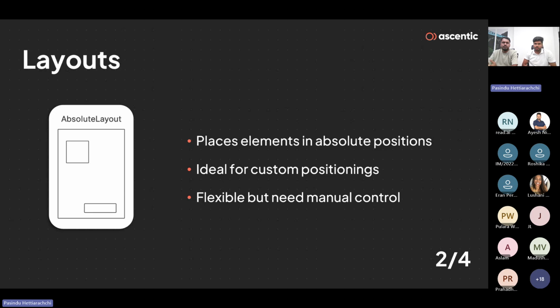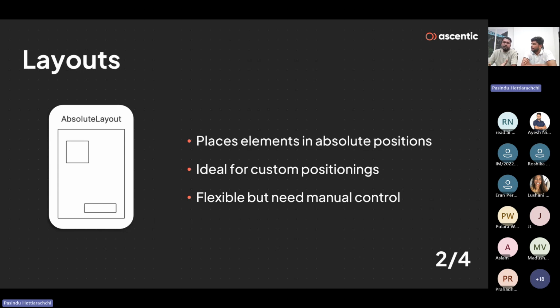Next we have the absolute layout. Absolute layout is when child elements are placed at absolute positions. For example, in this screenshot, you can see we have a square and a rectangle. The square is placed at the top left corner, and the rectangle is at the bottom right, right? So these are in two absolute positions in the page. If you want to have child components in custom positions, then the absolute layout would be more suitable.